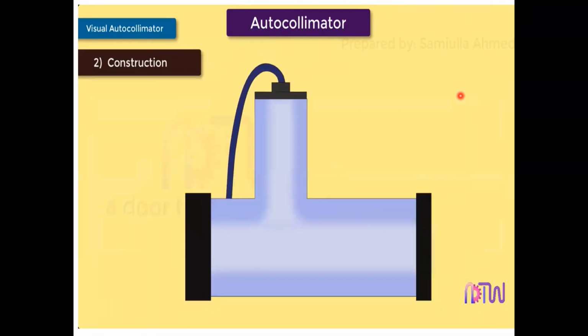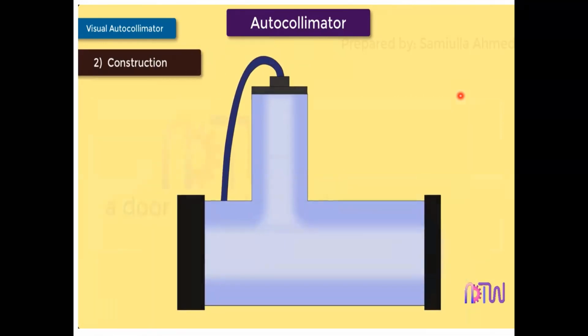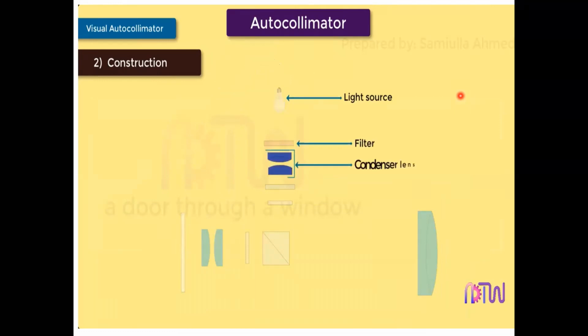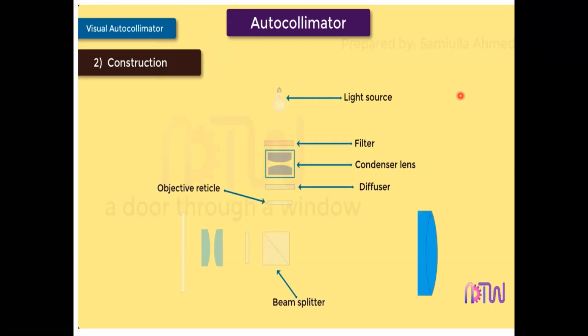Let us see the construction of autocollimator. It consists of the following parts: light source, filter, condenser lens, diffuser, objective reticle, beam splitter, objective lens, eyepiece.